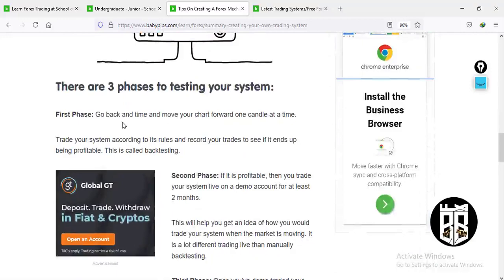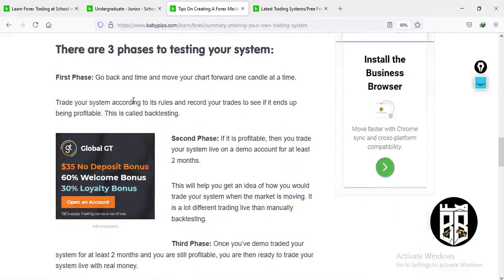Then there are also 3 phases to testing your system. The first phase: go back in time and move your chart forward 1 candle at a time, the way we did when we backtested with TradingView, I showed you. Then trade the system according to your rules and record your trades to see if it ends up being profitable. It's called backtesting.